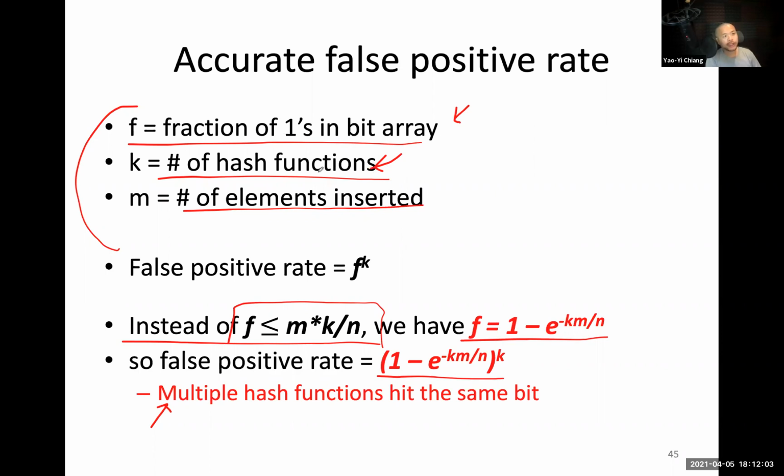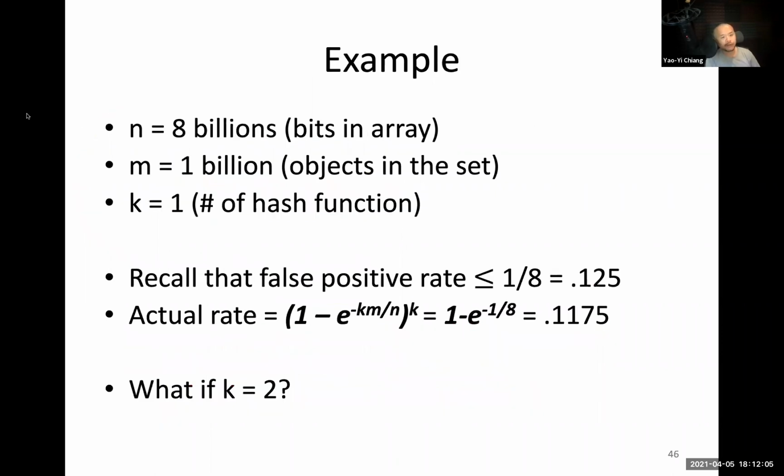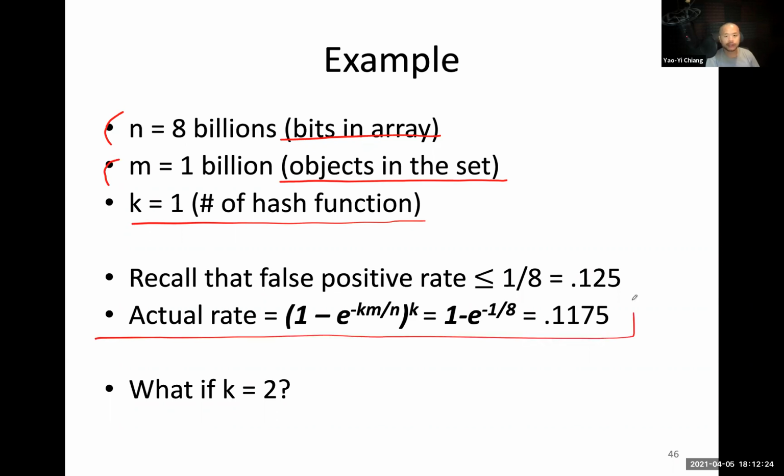All right, so let's look at one example. Say your m is 8 billion, you have 8 billion bits in an array. Your n is 1 billion items. You have 1 billion objects in your set, and you have only one hash function. So recall this is your false positive rate, right? Based on the probability function we just derived.